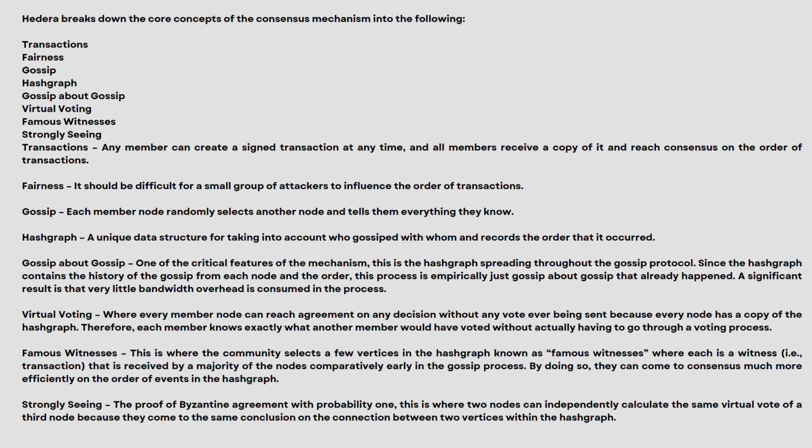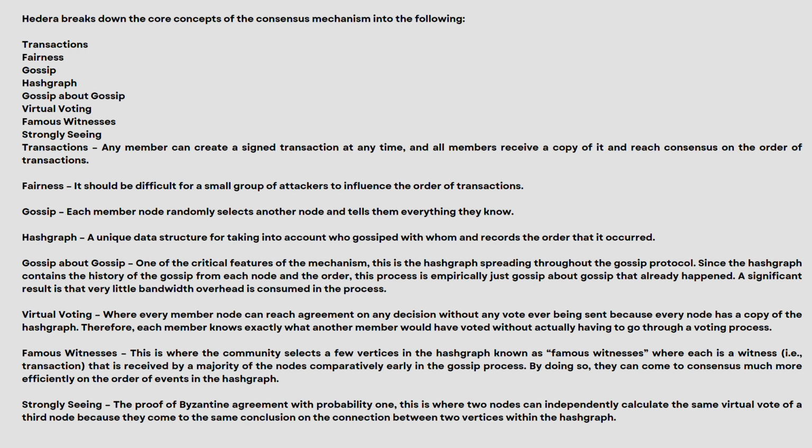Gossip: each member node randomly selects another node and then tells them everything they know. Hashgraph: a unique data structure for taking into account who gossiped with whom, and it records the order that it occurred in. Gossip about the gossip: one of the critical features of the mechanism, this is the hash graph spreading around throughout the gossip protocol. Since the hash graph contains the history of the gossip from each node and the order, this process is essentially just gossip about gossip that already happened. A significant result is that very little bandwidth overhead is consumed in this process.